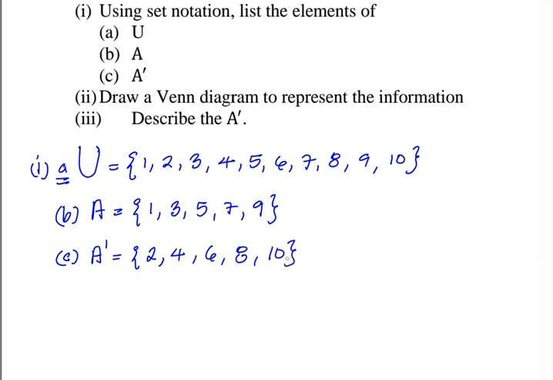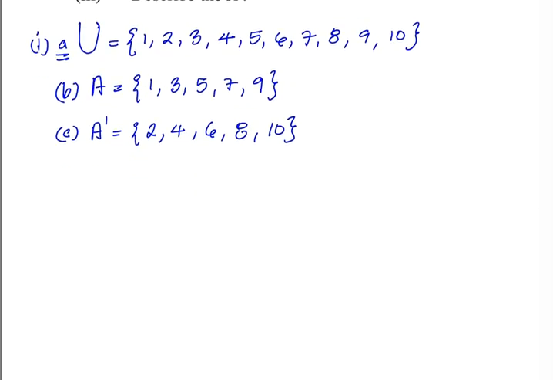So if you notice, the elements of A complement are all elements in the universal set which are not elements of set A. Note also that the elements of A and A complement together make up the universal set. If an element is not in A, that element is automatically in A complement. All right, next we are asked to draw a Venn diagram of this information.